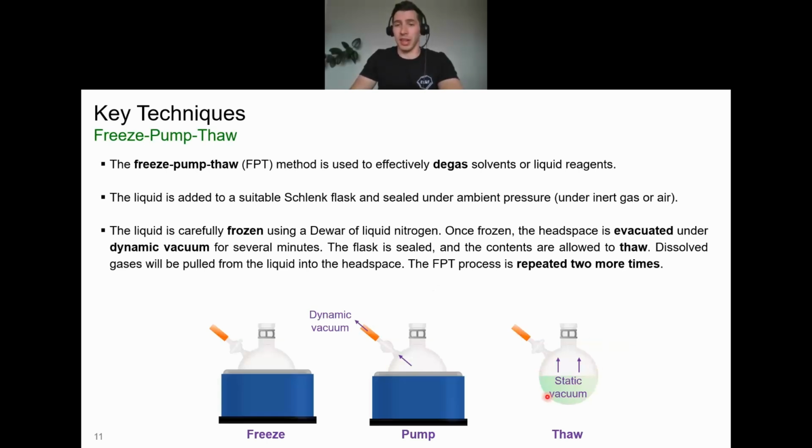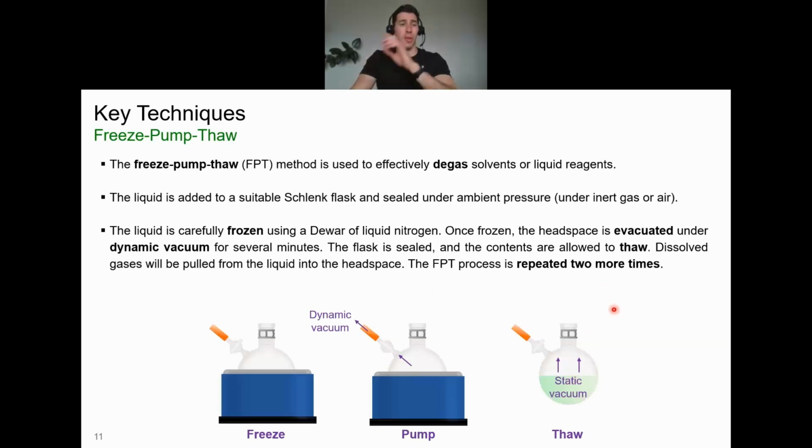Once we are satisfied that we've degassed it, we can then backfill it with inert gas if our plan is to just store it long term under an inert atmosphere. But you can also use this process to backfill with a reactive gas such as dihydrogen, carbon monoxide, carbon dioxide, and so on.